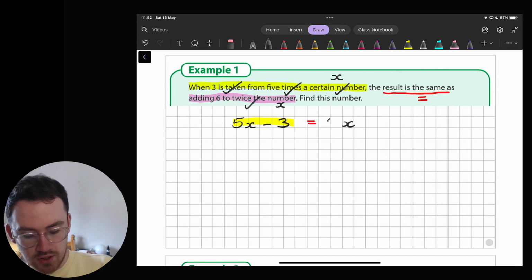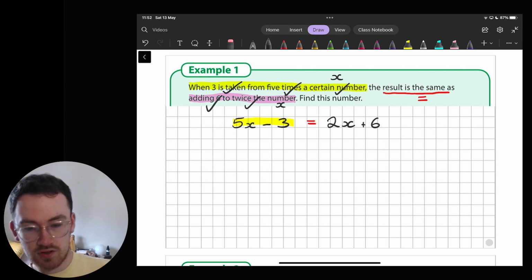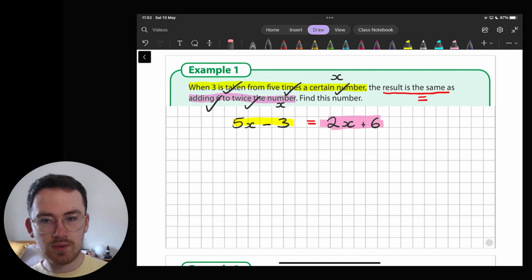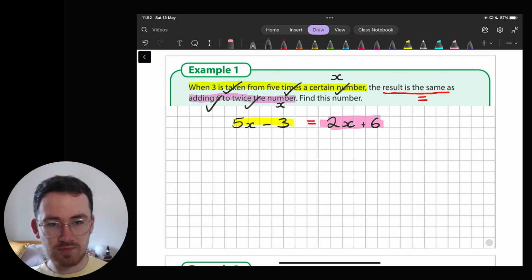Twice the number, so 2x. And adding 6, so I add on 6. And that's the pink part then. So now we've set up our equation. Now to actually solve our equation, we're solving it as we have been doing.